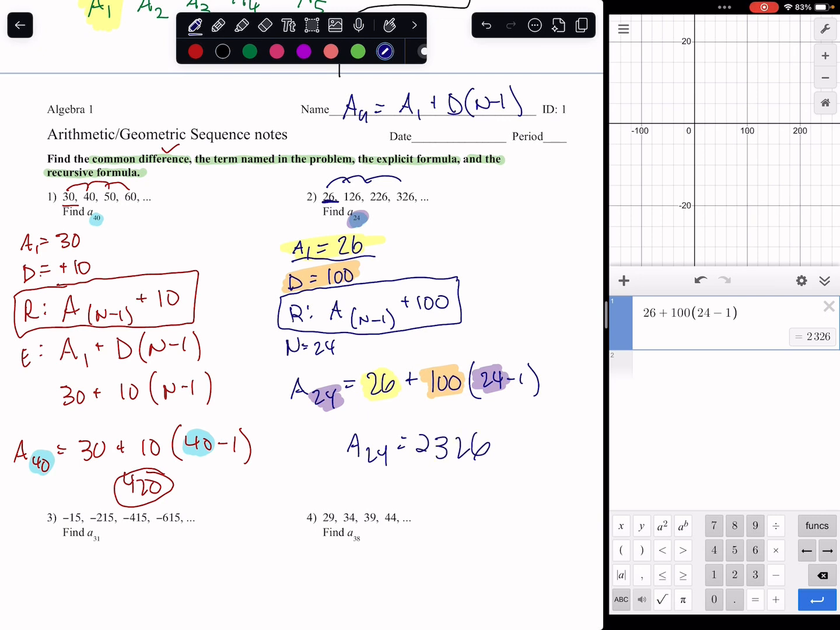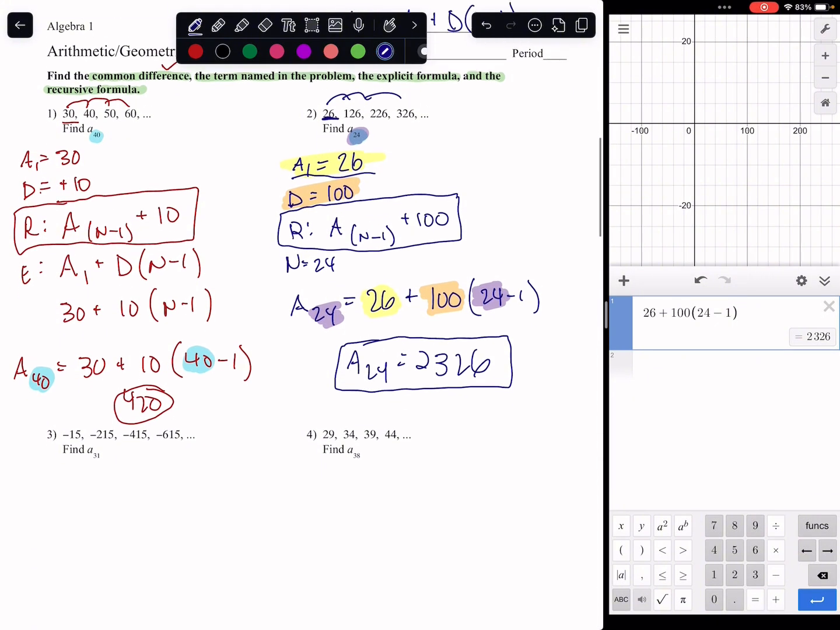Now, if for some odd reason you needed to count to the 24th place, when you get there, it'll be 2,326. Okay, next one. Let's look at the next one. Here we go.